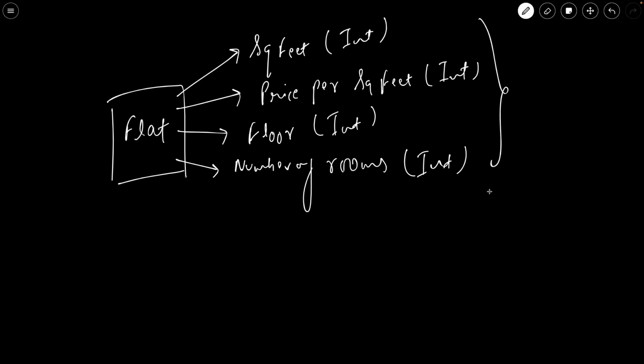And now the next thing is you will be creating a constructor. As we have learned in the previous video, you will be creating a constructor with all these four values included: the square feet, price per square feet, the floor number, and number of rooms. The constructor will have all these four fields. Also, you'll try to create the constructor on your own.